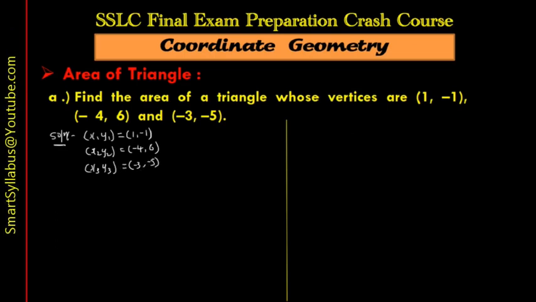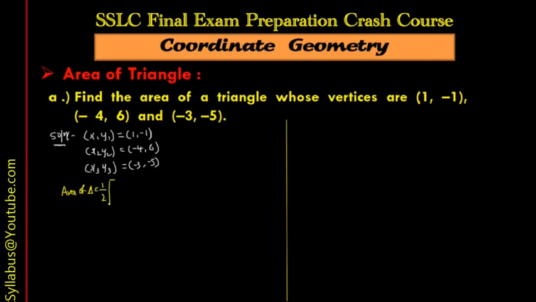After this, write the area of triangle formula. Area of triangle is equal to half, then x1 and a bracket, plus x2 and a bracket, plus x3 and a bracket.